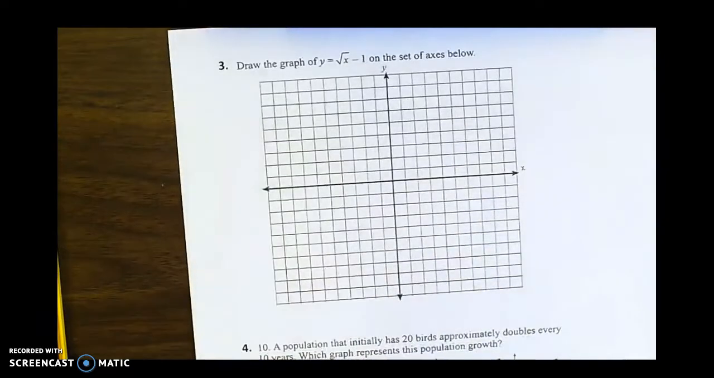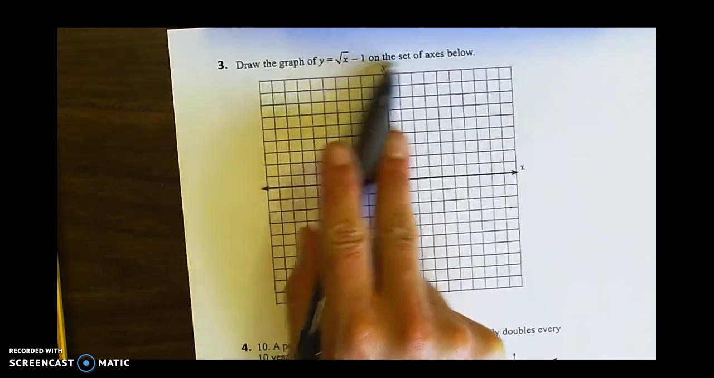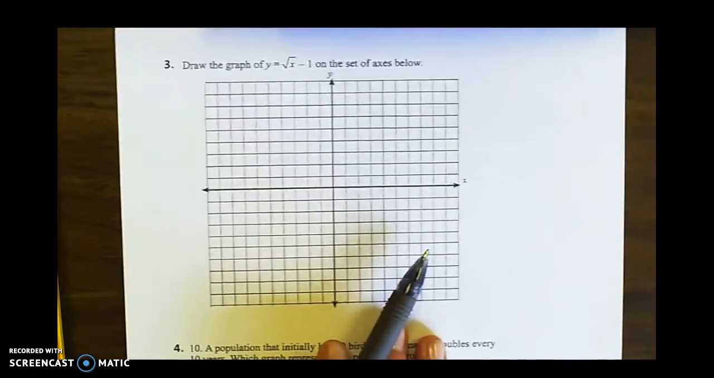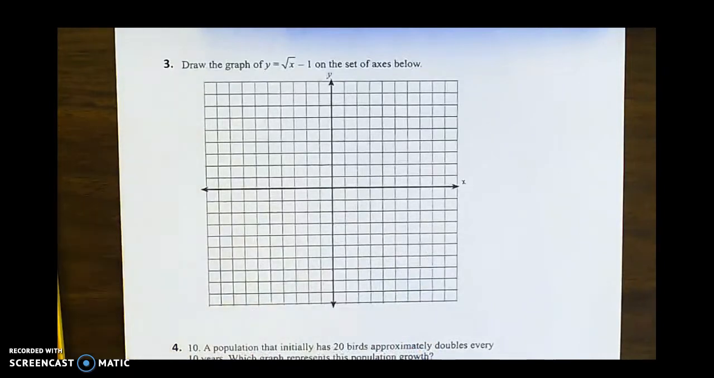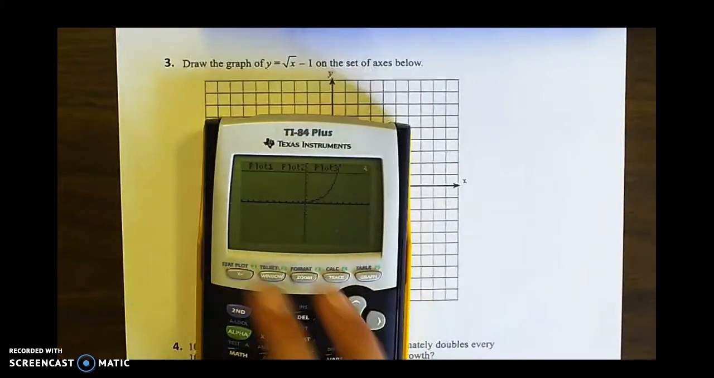Okay, example number 3. So here we have another function. This is called a square root function. Draw the graph of y equals radical x minus 1 on the set of axes below. Now in this case, they didn't give us a domain, so we're going to have to put arrows on our graph. So the first thing I want to do is see what this looks like.